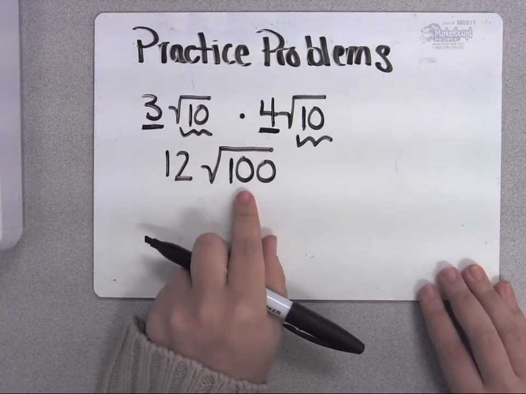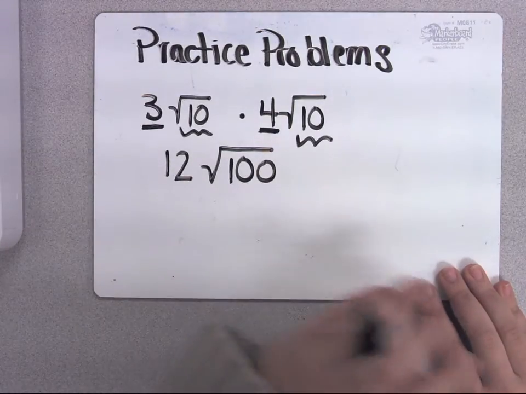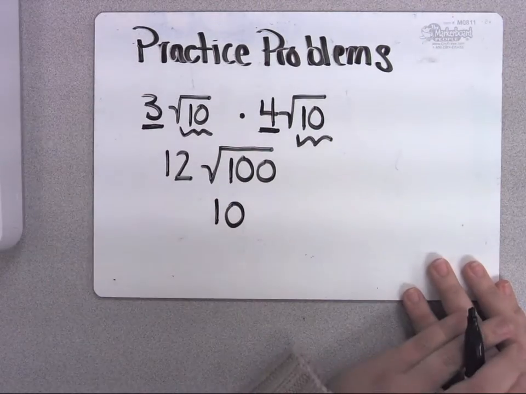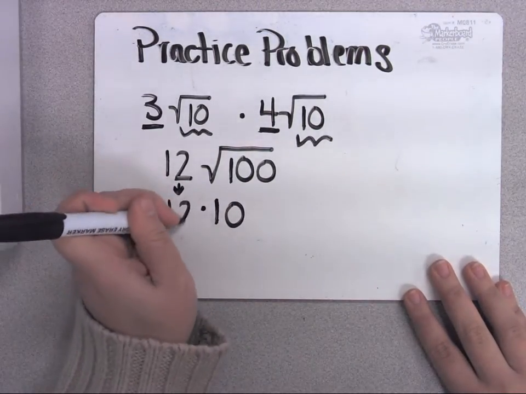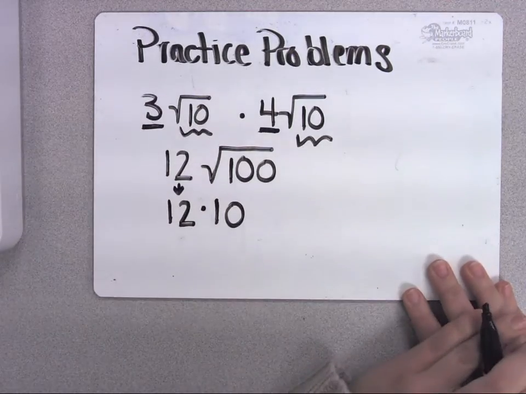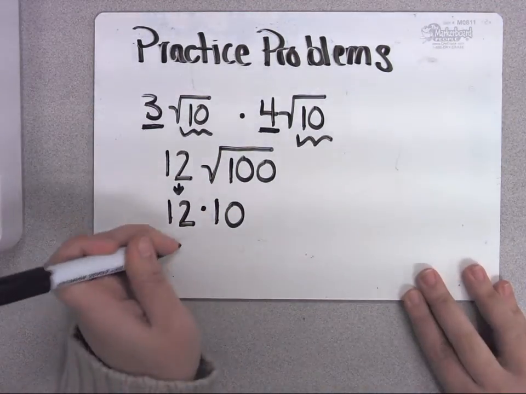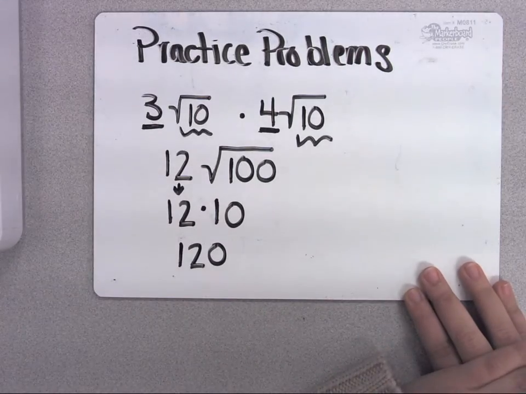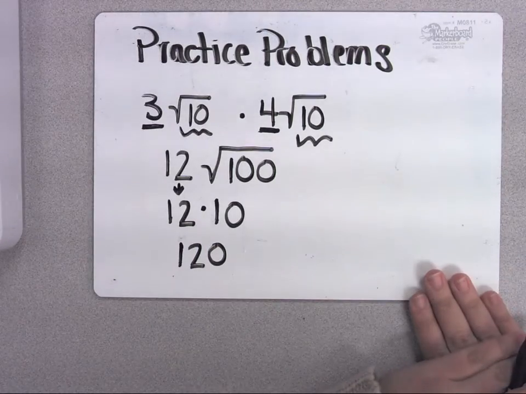You first ask yourself, is this a perfect square? It is. What is the square root of 100? 10. So this turns into a whole number, doesn't it? And then we already had the whole number 12. So what's the only last thing I have to do to simplify this? Multiply them. And the great thing about when you multiply by 10 is you just literally add a 0 at the end. So for this one, the answer was a whole number. It's 120.